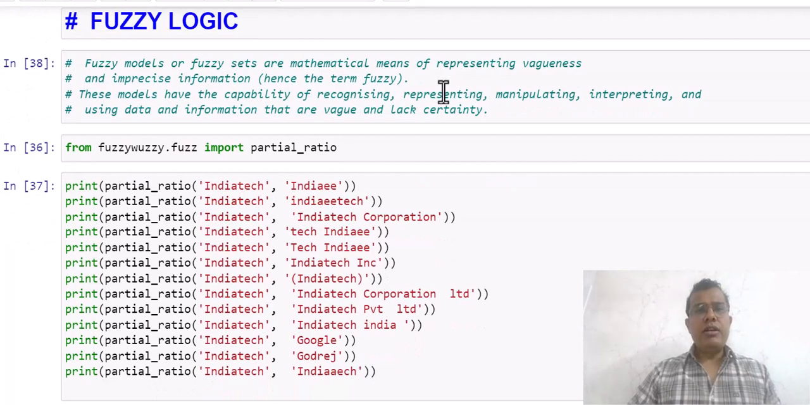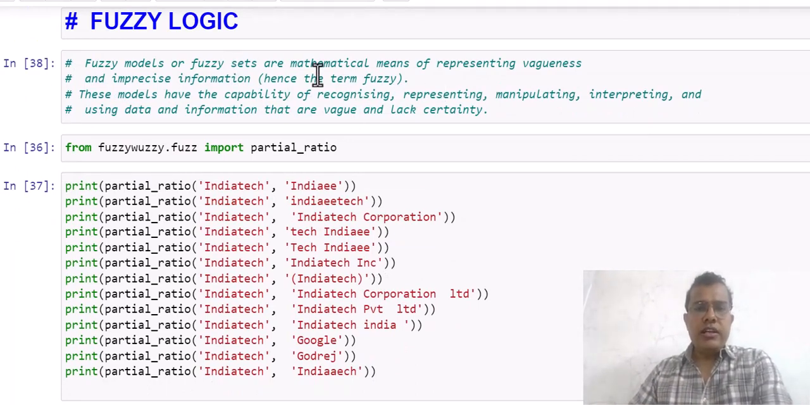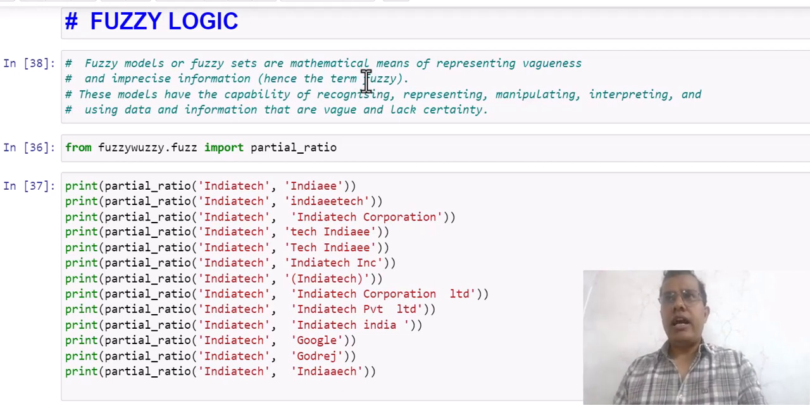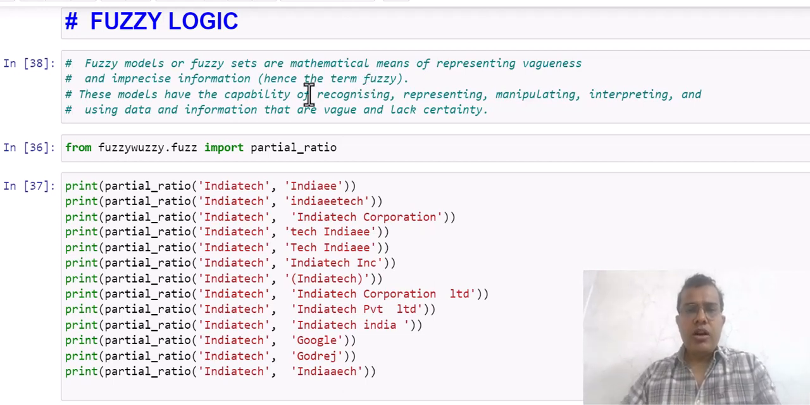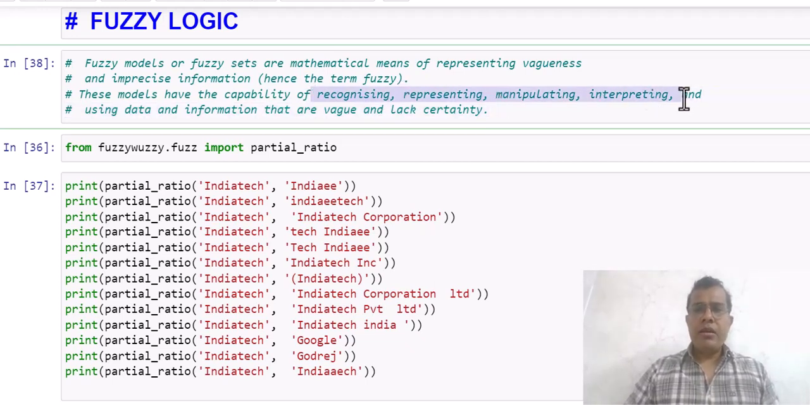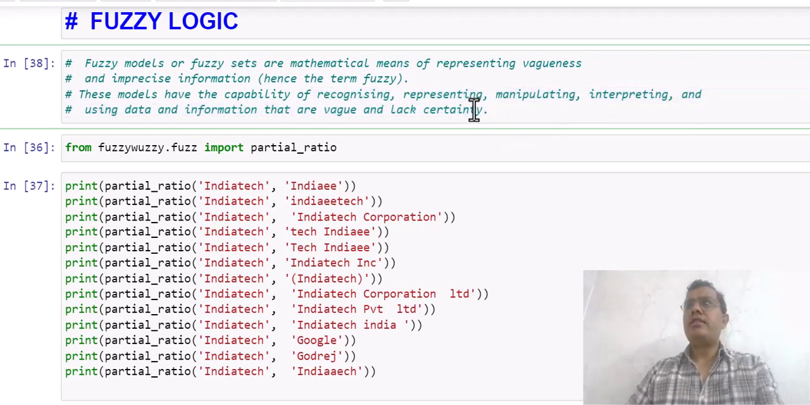Now let's move towards the very interesting one, that is fuzzy logic. Fuzzy models or fuzzy sets are mathematical means of representing vagueness and imprecise information, hence the term fuzzy. So fuzzy means where the things or the calculations are not exact. You take it in a range and you take it in probabilities. These models have the capability of recognizing, representing, manipulating, interpreting, and using data information that are vague and lack certainty.